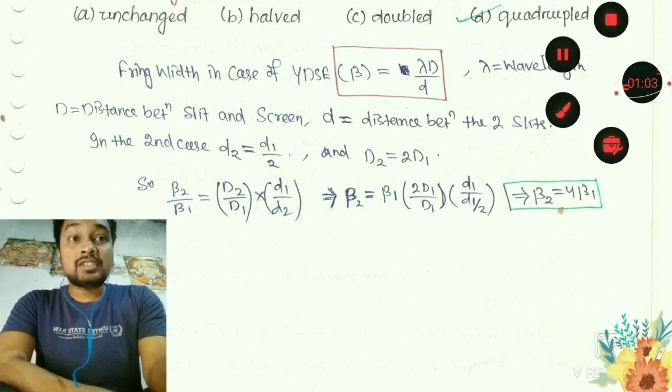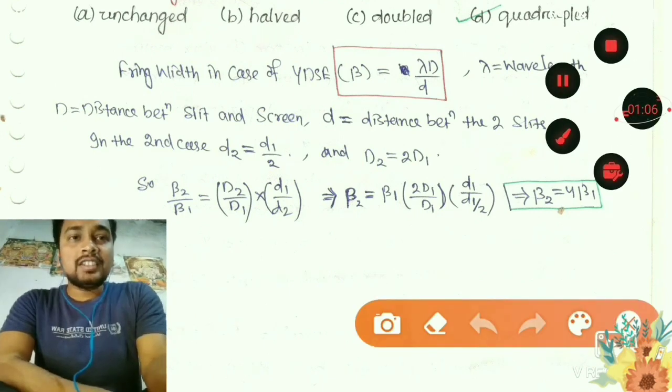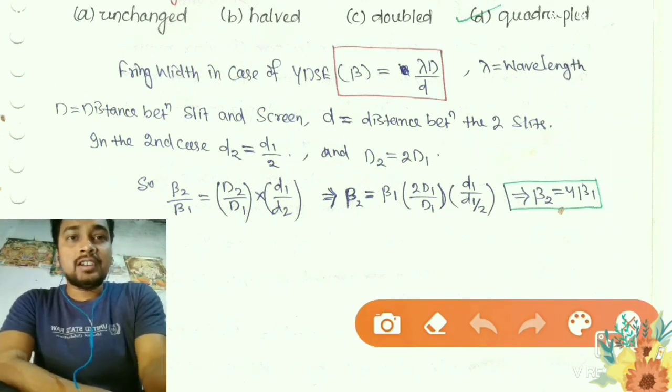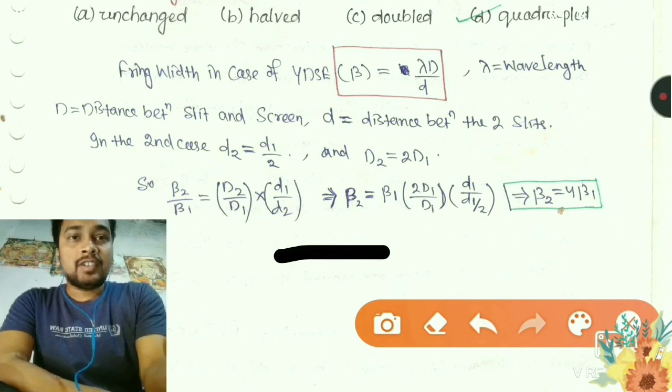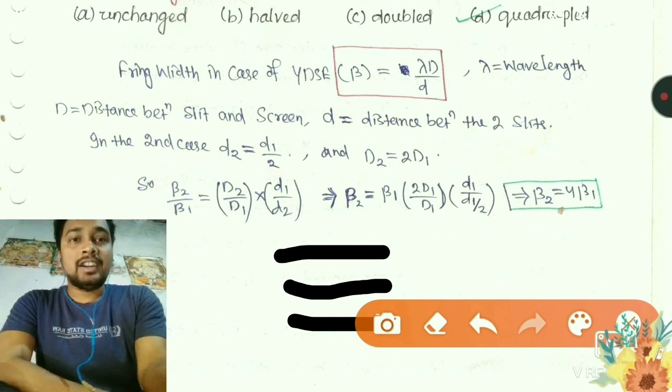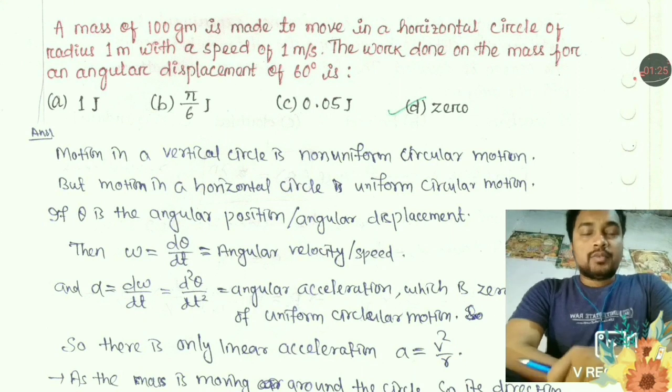In Young's double slit experiment, we get this type of pattern: bright fringe, dark fringe, then bright fringe, then dark fringe, alternate bright and dark fringes. Okay. The next question is the second question.